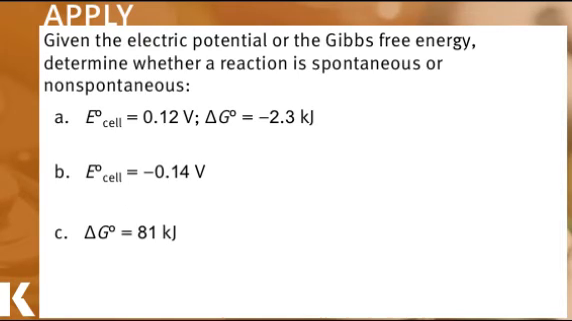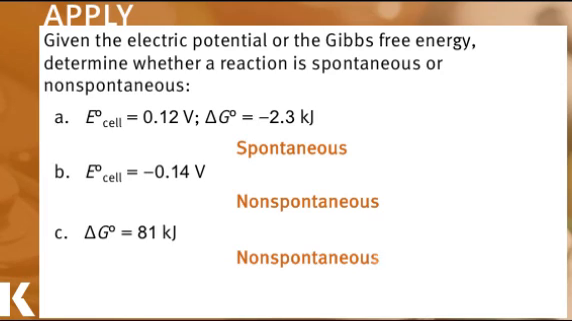The second question asks you to determine whether a reaction is spontaneous, based on the change in Gibbs free energy or the cell potential. In A, since the cell potential is positive, the accompanying reaction must be spontaneous. This is further supported by the negative change in Gibbs free energy. In contrast, since the cell potential in B is negative, the corresponding reaction must be non-spontaneous. Finally, since the change in Gibbs free energy is positive in C, it also indicates a non-spontaneous reaction.